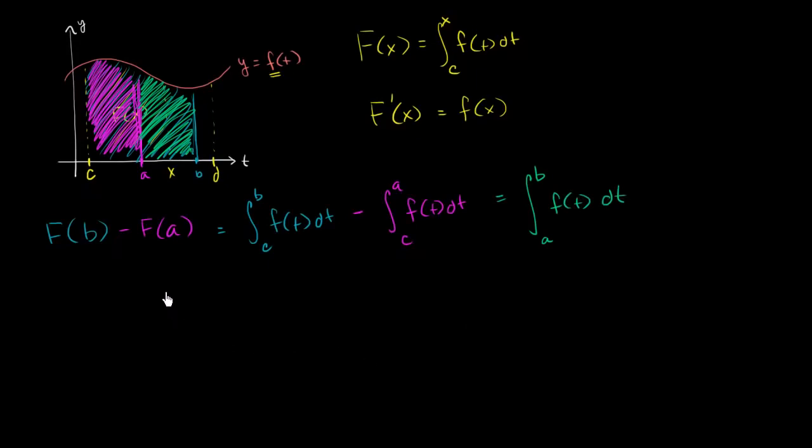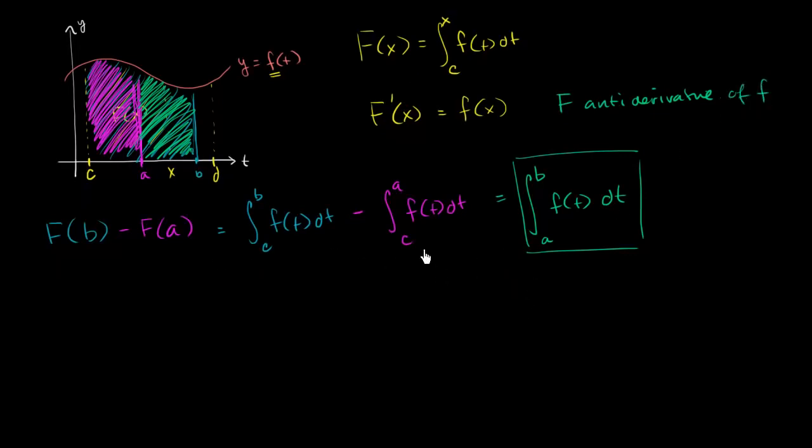This right over here is the second fundamental theorem of calculus. It tells us that if f is continuous on the interval, this is going to be equal to an antiderivative of f. And we see right over here that capital F is the antiderivative of f. We didn't define it that way, but the fundamental theorem of calculus tells us that capital F is an antiderivative of lowercase f.